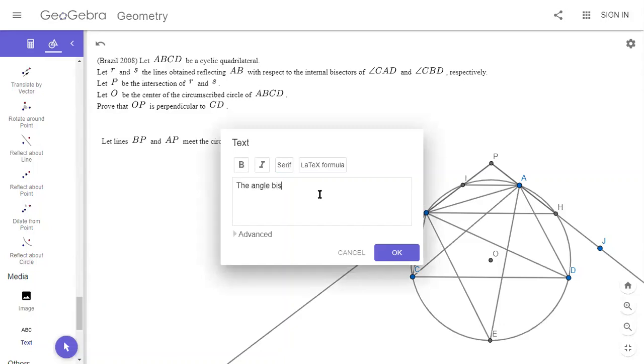But so the angle bisectors of CBD and CAD concur at the midpoint E of arc CD.